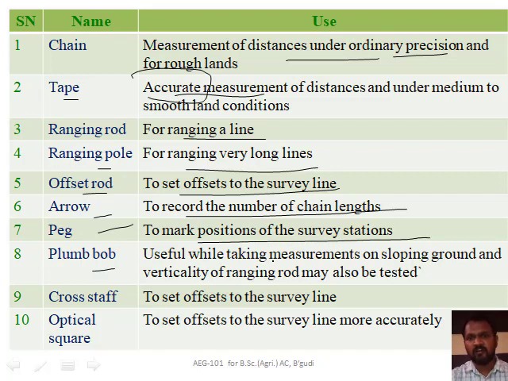It is useful while taking measurements on sloping ground and also to find out the verticality of the ranging rod. Then the crosstop to set offsets to the survey line, and the last one is the optical square to set offsets to the survey line more accurately.